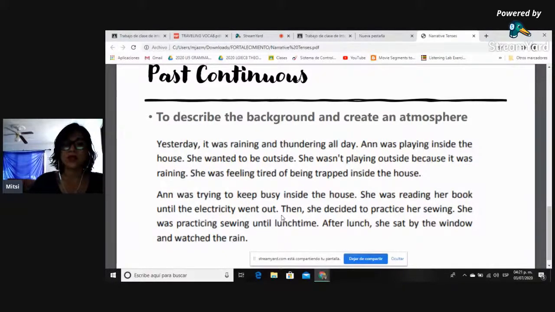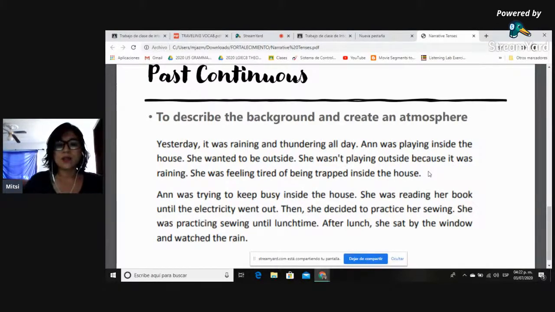Then she decided to practice her sewing. She was practicing sewing until lunchtime. After lunch, she sat by the window and watched the rain. So in this case, you can see how we are combining the past continuous, but we also have the simple past. We can have this sentence, for example, she wanted to be outside.